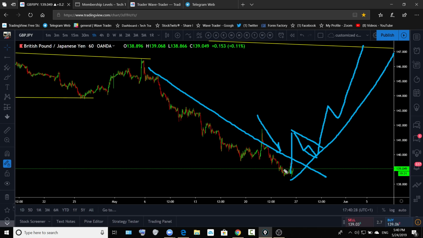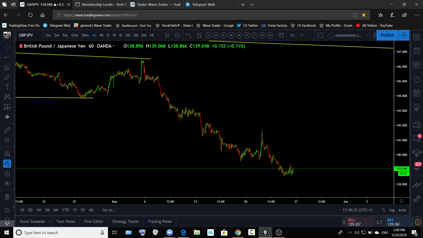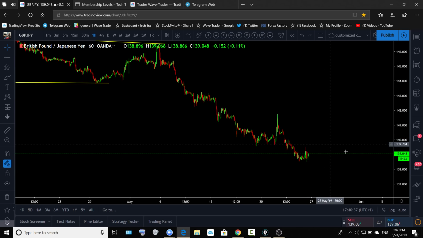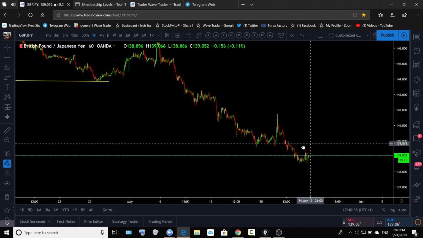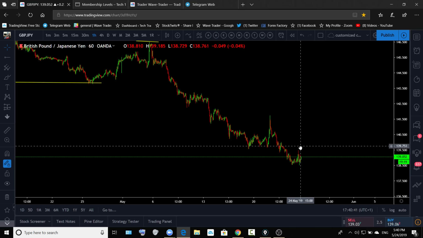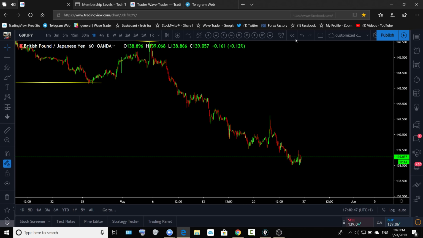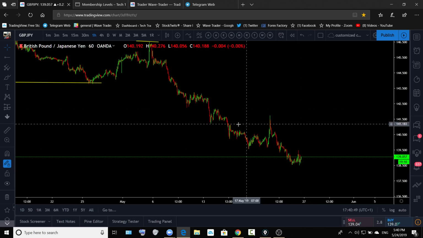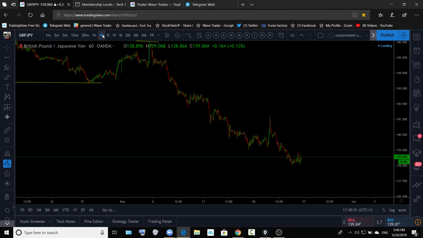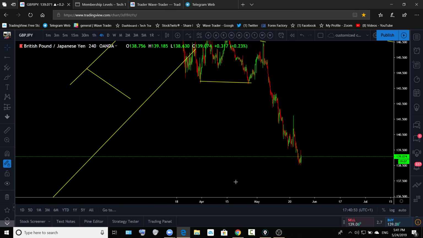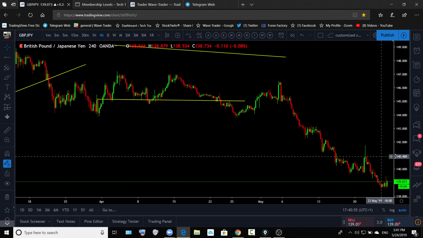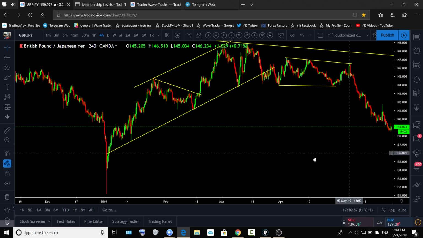Currently there is uncertainty in the UK. The Prime Minister is going to resign on the 7th, leaving the leadership of the Conservative Party, which means there is more uncertainty. You can go to the Forex calendar and check all the news over there. More uncertainty means the pound is going to stay under pressure. So that's why we are neutral.